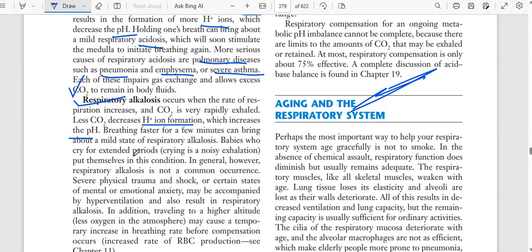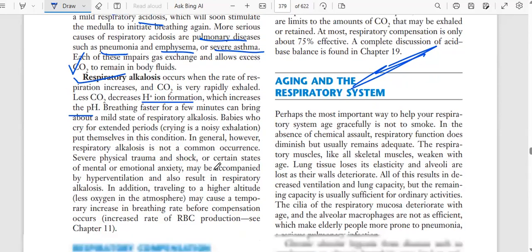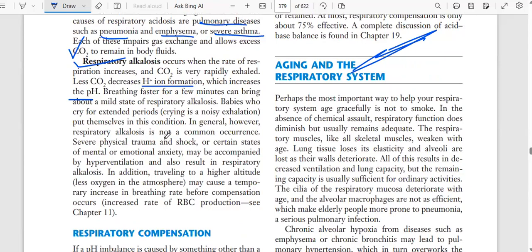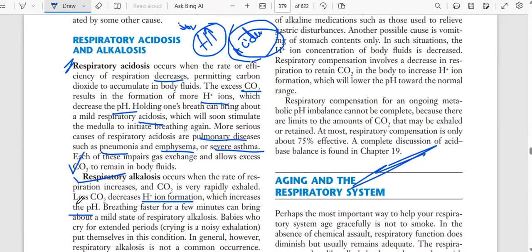Babies who cry for extended periods, crying being a noisy exhalation, put themselves in this condition. In general, however, respiratory alkalosis is not a common occurrence. Severe physical trauma and shock, or certain stages of mental or emotional anxiety, may be accompanied by hyperventilation and also result in respiratory alkalosis. Traveling to a high altitude may cause a temporary increase in breathing rate before compensation occurs. So basically, alkalosis is seen in fewer conditions, but acidosis is seen in the most common condition.